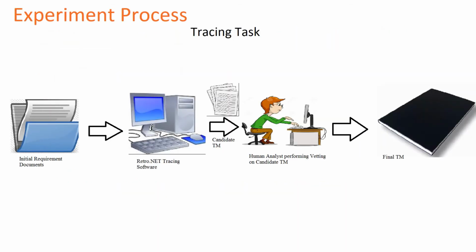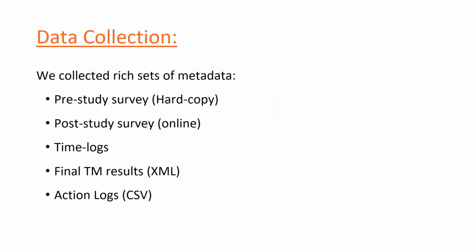So this is basically how the experiment process works. You give them the initial data set, and retro.net spits out the candidate traceability matrix. Then our human analysts, in our case students, perform the vetting task on those matrices by changing the link or not, deciding whether it is satisfied with the high level requirement or not. Then they come to the final RTM, and they send us back those results.